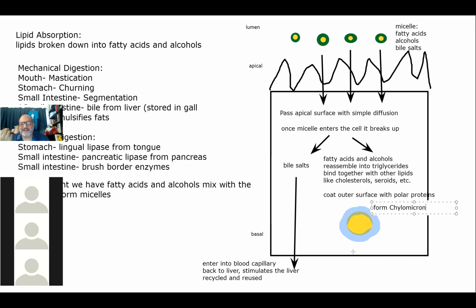And now our goal is to get this out the basal surface. If we're going to get this big, huge mass out the basal surface, can we have some type of channel, some hole in the plasma membrane that's going to make it easy to get something like that out? No. So how can we get large things out of the cell? Exocytosis? Yeah, exocytosis, excellent. So we can use vesicular transport to get it out of the cell, out the basal surface.